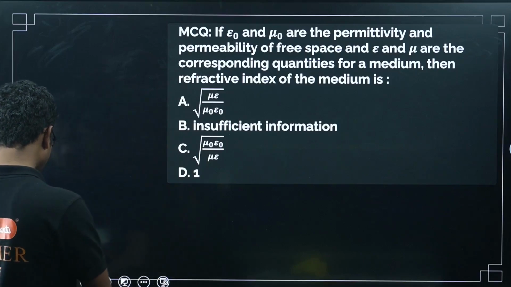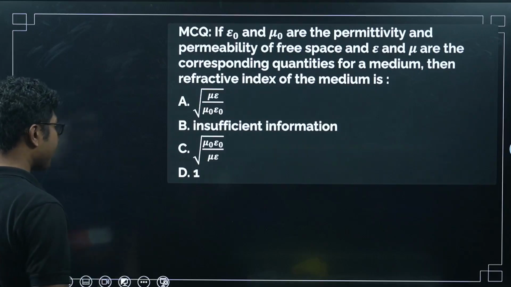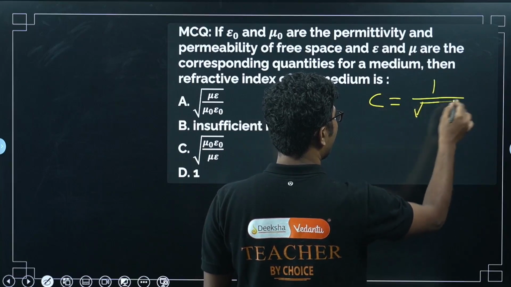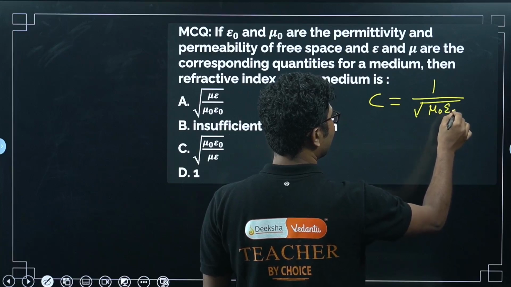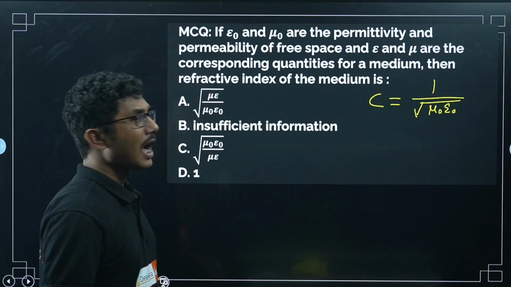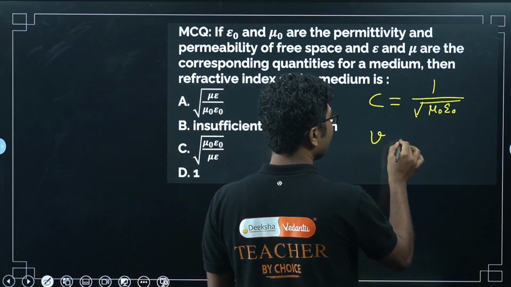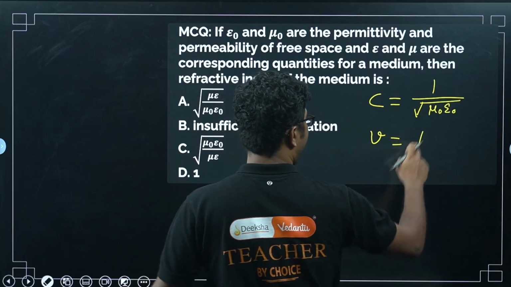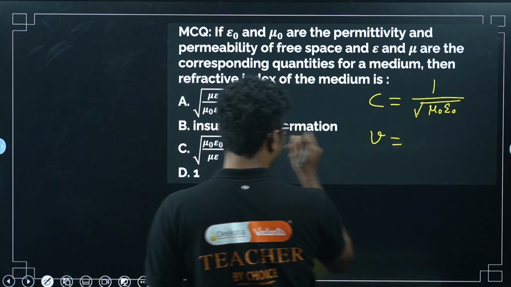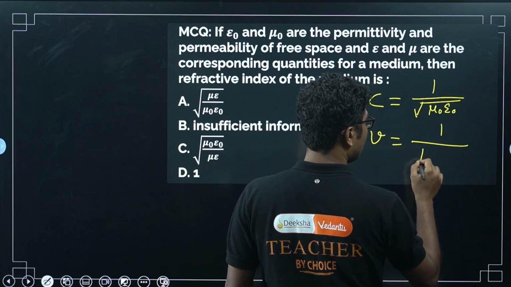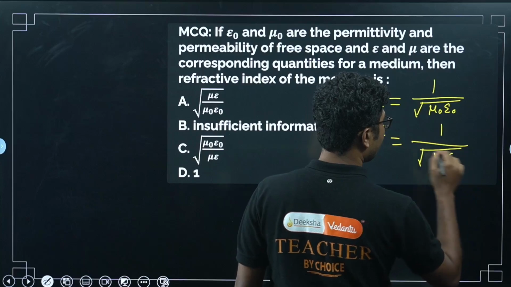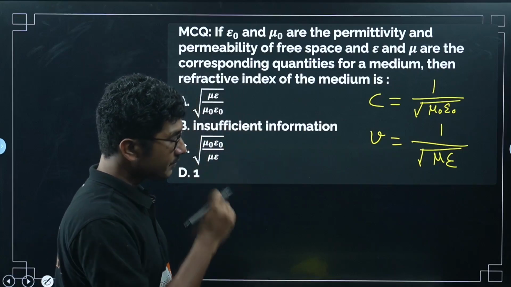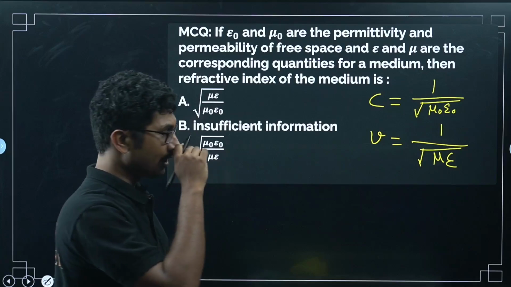So, very interesting question. In our previous chapter we have seen that the speed of light in vacuum is given by 1 by square root of mu naught epsilon naught, if you remember that. Now I told you for any other medium the speed of light should be simply 1 by square root of mu epsilon, right? So the speed of light in vacuum is 1 by square root of mu naught epsilon naught. The speed of light in any other medium is 1 by square root of mu epsilon.